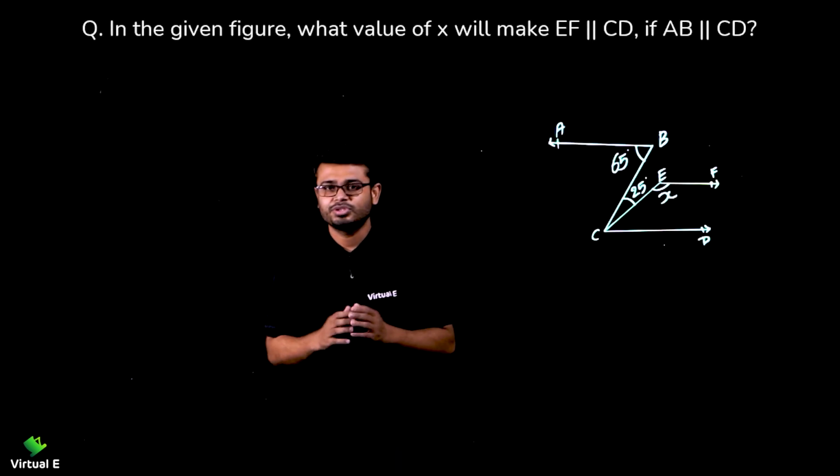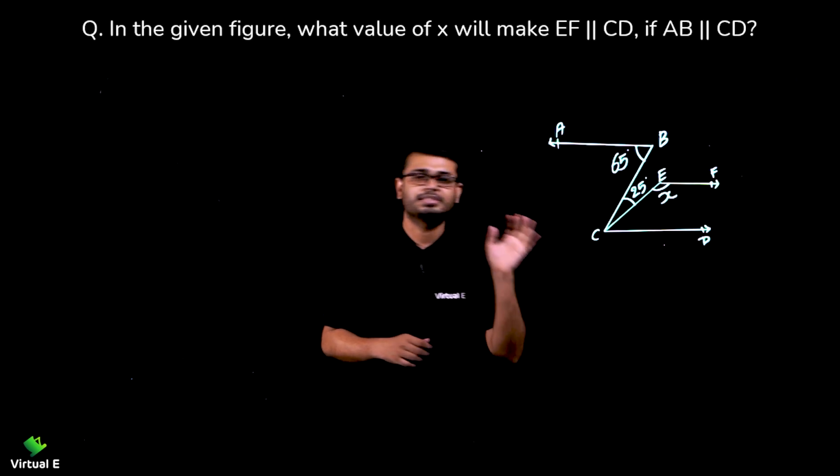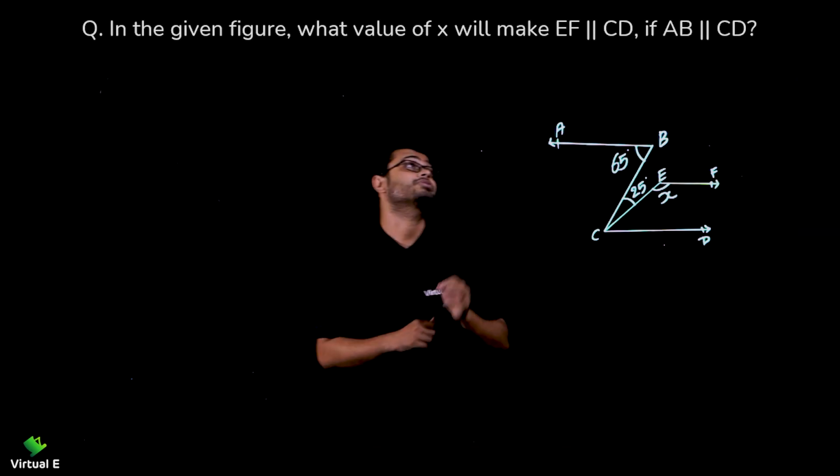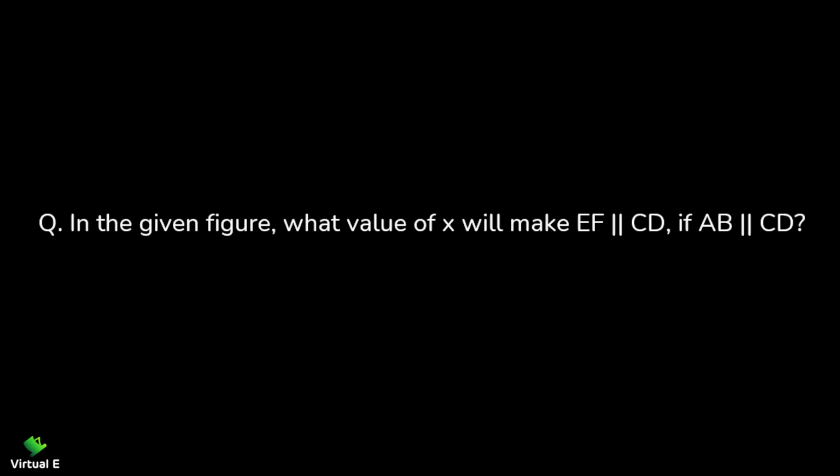Let's start with one more question. We have the figure here. It's given in the question. Let's read the question first. In the given figure, what value of x will make EF parallel CD? EF is parallel to CD if AB is parallel to CD.